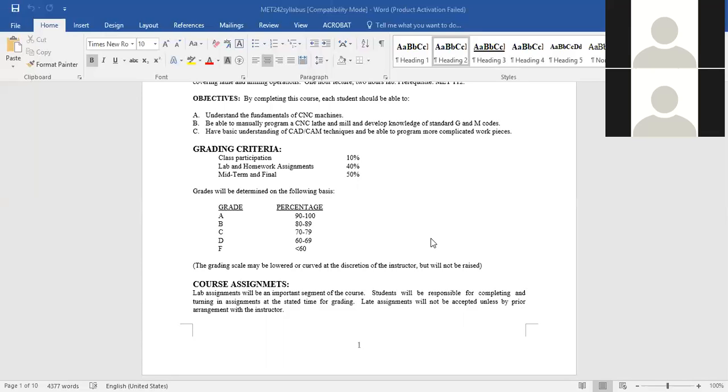And now, grading, we are concerned about that. We do have two exams, one midterm, one final, and that's 50% of your grade. And then the labs, it's 40%, and the class participation is 10%. Okay, that's 10%.